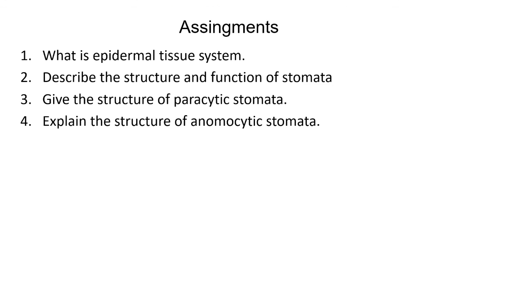And at the end of this unit, there are some assignments. 4 questions are in this slide. What is epidermal tissue system? I told that epidermis, stomata, and epidermal outgrowths together are called the epidermal tissue system. Describe the structure and function of stomata. We have seen in the diagram the structure of stomata, guard cells, subsidiary cells, and the function. Third question is, give the structure of paracytic stomata. And last one, explain the structure of anomocytic stomata.